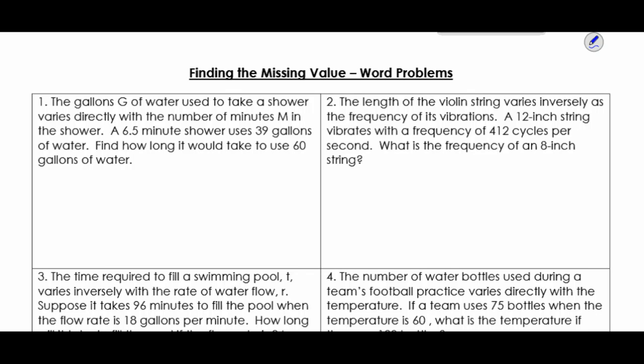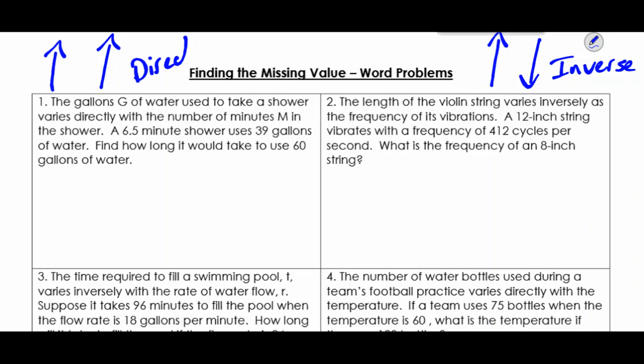Okay, same exact idea. We're trying to solve for a missing value, so now it's going to be embedded in a word problem. Sometimes they're going to tell us outright it's a direct variation or it's an inverse variation. Sometimes it's going to be more subtle, where you have to decide, is that direct or inverse? Basically, what's the relationship between them? Do they both go up at the same time? If the x value goes up, what happens to the y value? Does it go up with it, or as the x value goes up, the y value goes down? This one is an inverse. This guy is a direct variation.